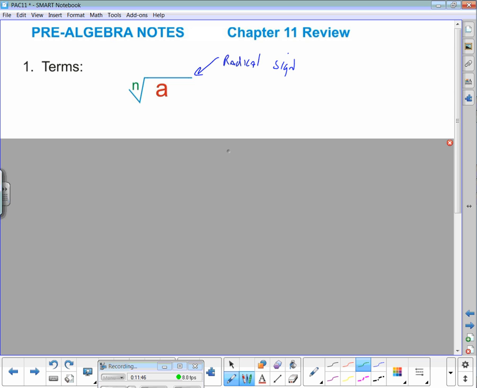All right, what is the name of everything underneath the radical sign? What do we call that? Lauren? The radicand. Got a D on the end of that word, right? Radicand.